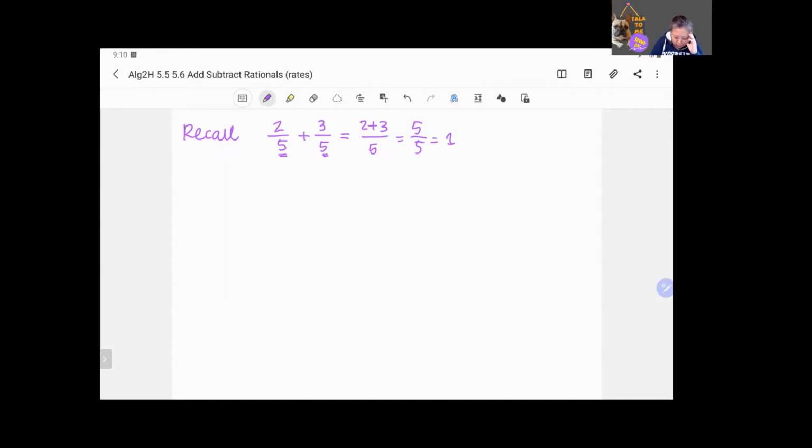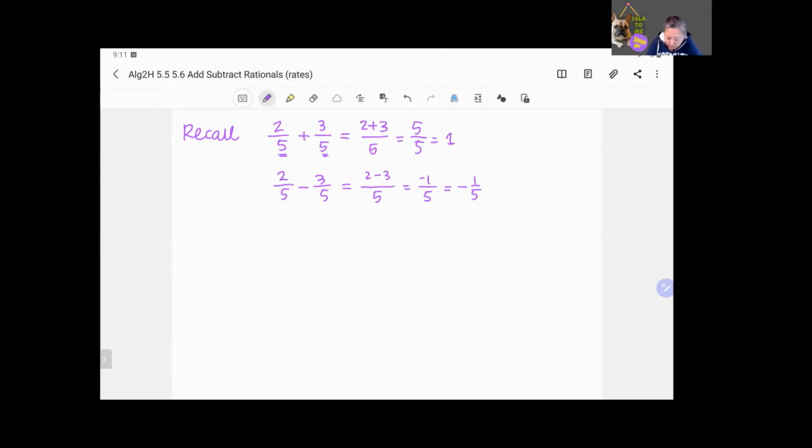Then what's the difference between adding and subtracting? If we have 2 over 5 minus 3 over 5, the only difference is we still keep the common denominator already given, and it's 2 minus 3, and then it could be negative 1 over 5. So it's the same as negative 1 over 5, right? So that was what we could have done.